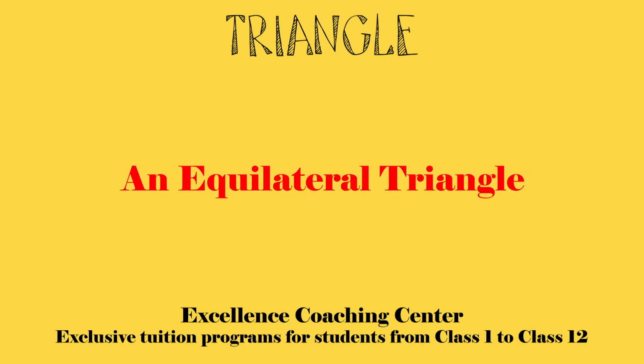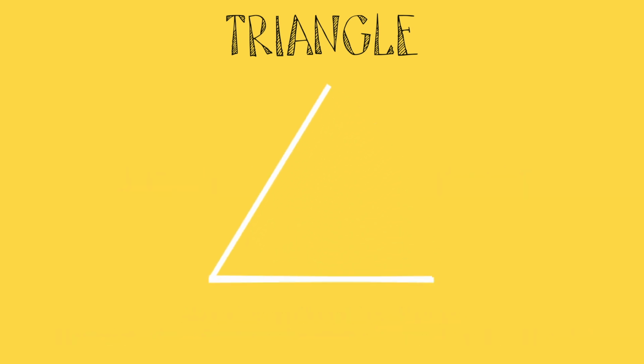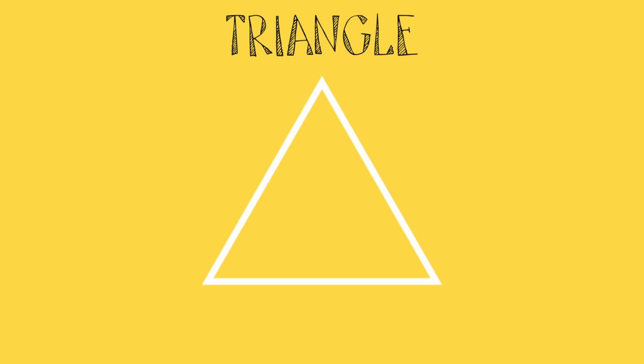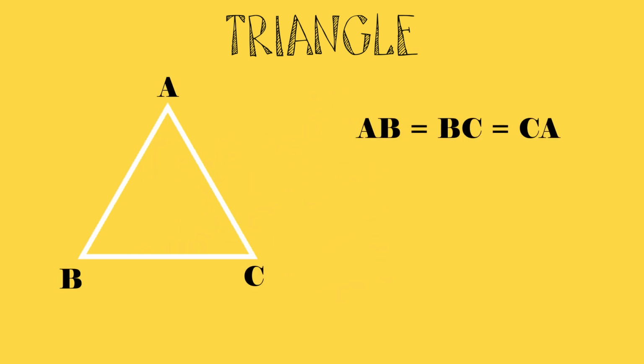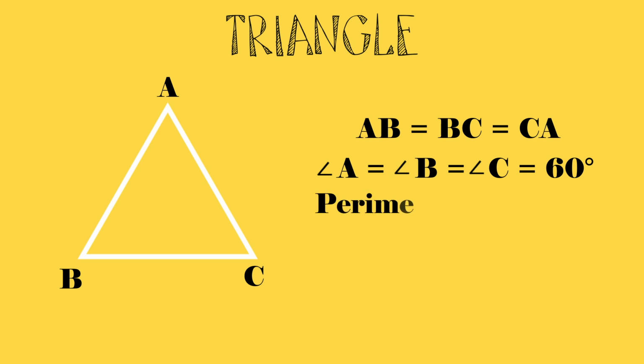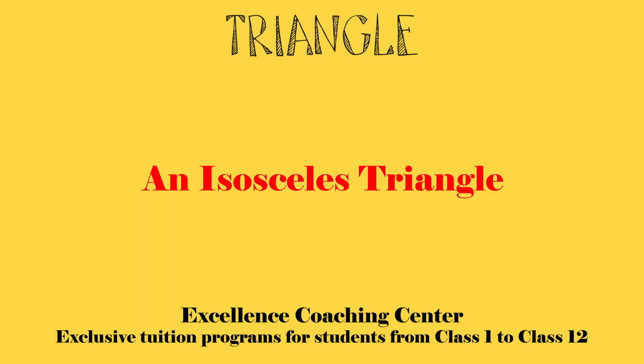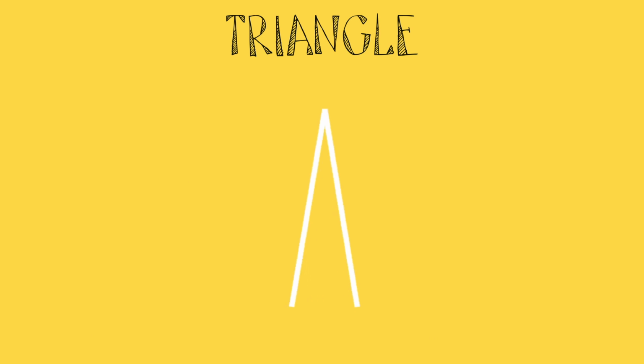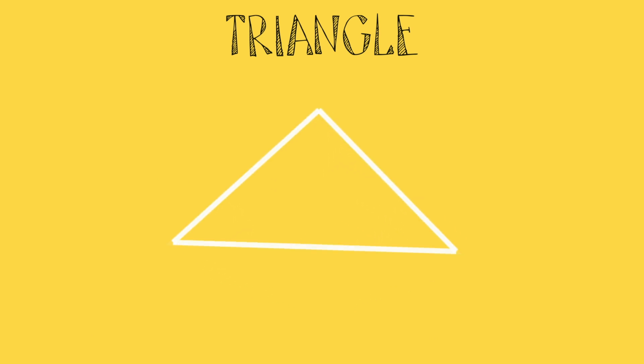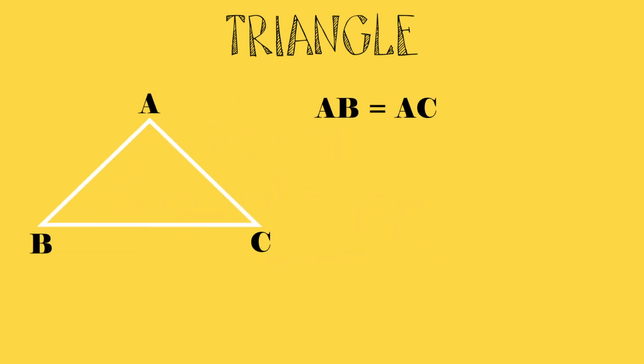An equilateral triangle. An equilateral triangle is a triangle where all 3 sides are exactly the same length. Not only that, but all 3 angles are equal too, each measuring exactly 60 degrees. The perimeter is just 3 times the length of one side. The area of an equilateral triangle is the square root of 3 times the square of the side, divided by 4.